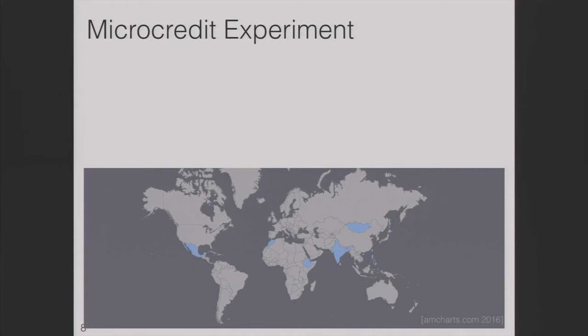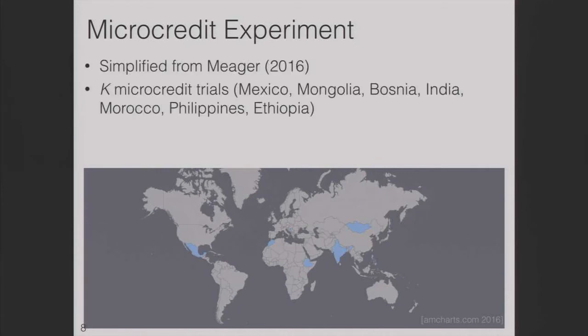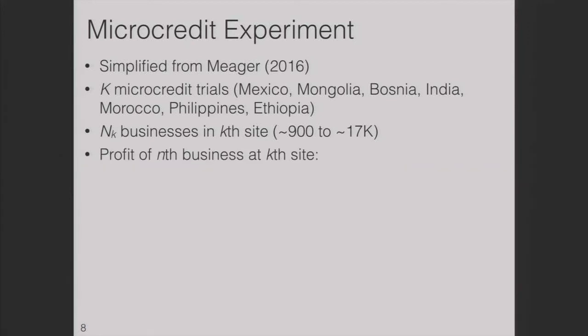Okay, so let's go back to this microcredit experiment. Remember, we were looking at this microcredit experiment from Rachel Meager with these K microcredit trials. There are a number of businesses at each site. And now we're going to talk about what exactly was the model. What was the choice of the prior and likelihood that was made? And so the model here is to model what is the profit of the nth business at the kth site. So we'll say that that profit is y sub kn.